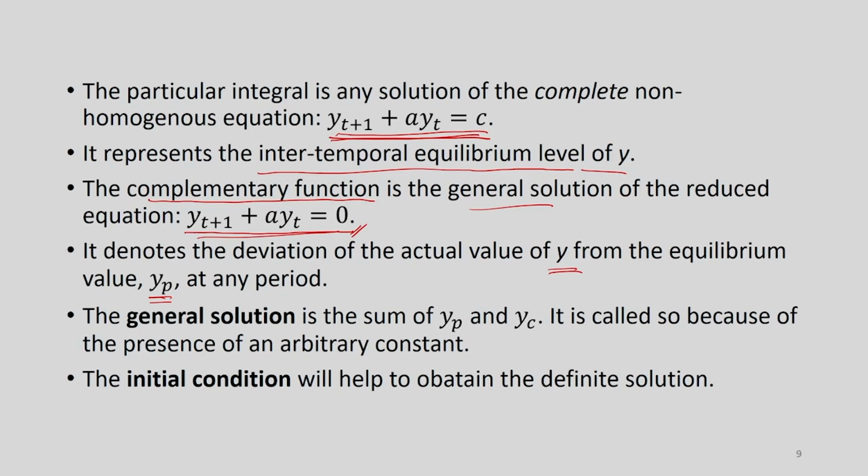The general solution is the sum of yp and yc. This we have just mentioned. The solution is summation of these two parts, yp and yc. It is called so because of the presence of the arbitrary constant. We are going to talk about that in the general solution, an arbitrary constant will be there. And the initial condition, we have talked about initial conditions before, that will help us obtain the definite solution.